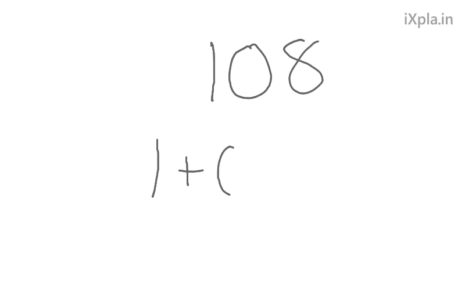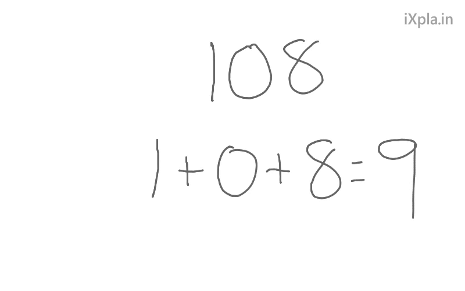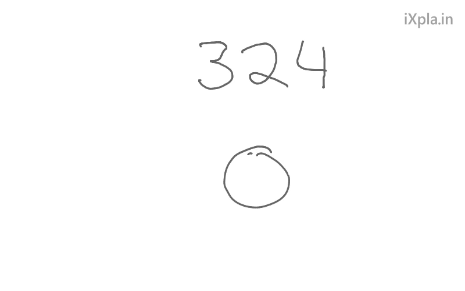The next number, 108. Does 9 go into that evenly? Well, add up our digits. 9. Does 9 go into 9? You bet. 9 goes into 9. Next, 324. 3 plus 2 is 5, plus 4 is 9. Does 9 go into 9? Yes. So we fill in that one.